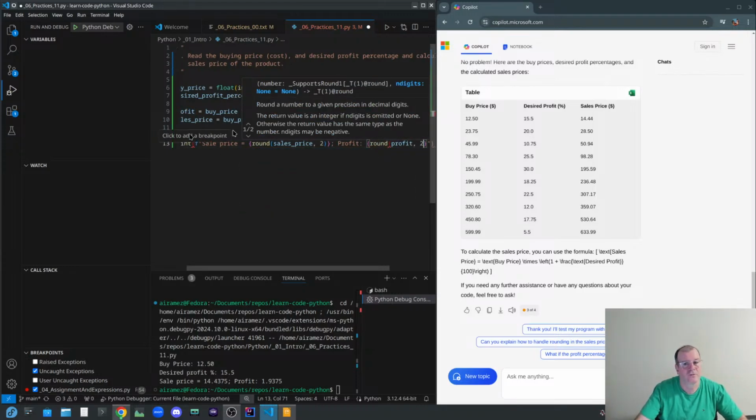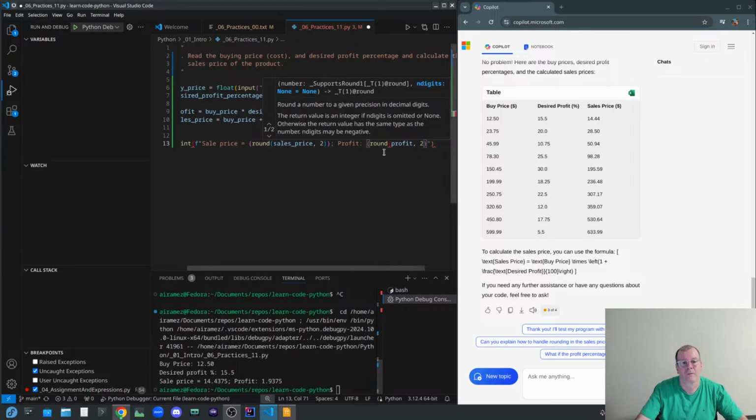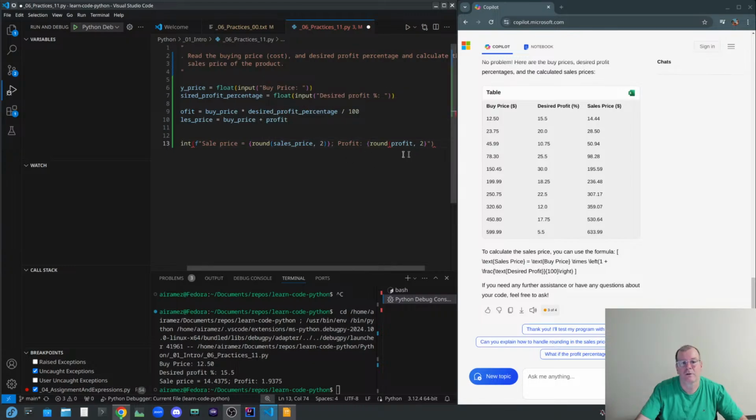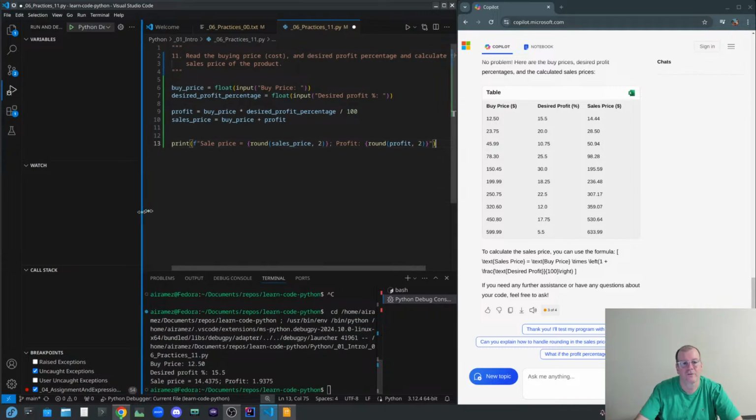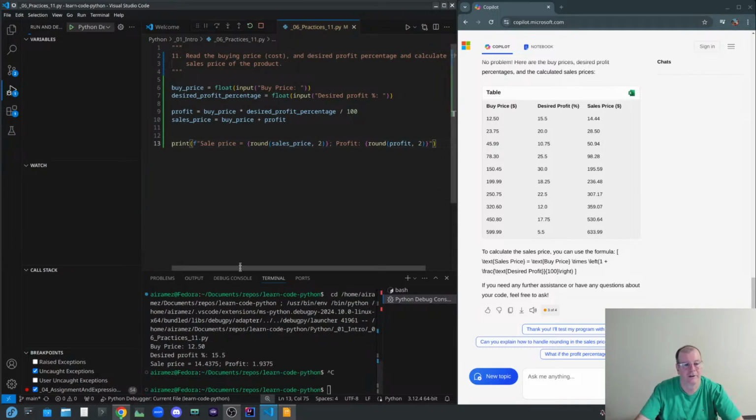Let me get some space here so we can see the entire code. What did I do wrong here? Oh, it's missing one parenthesis here. Okay, now let me go back here and create a little bit of space. Let's run again, save and run again.